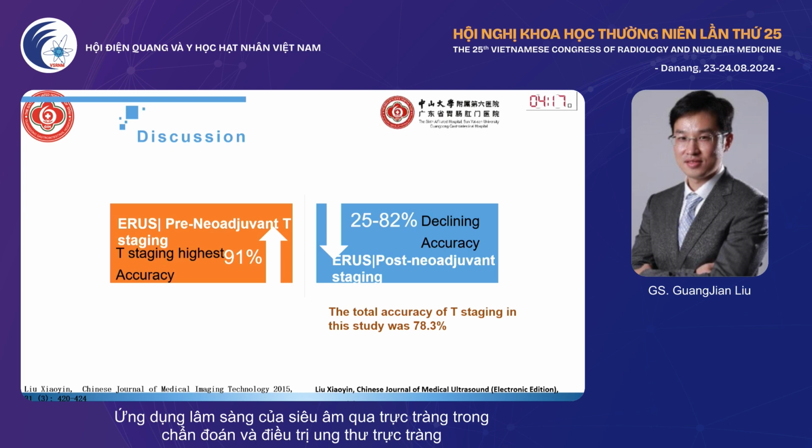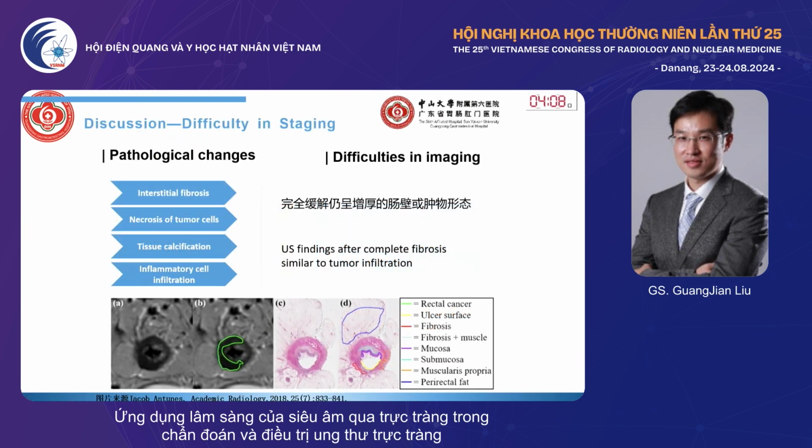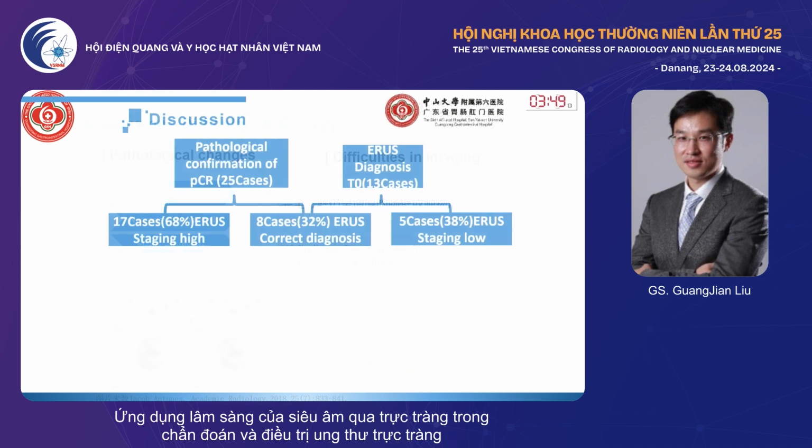But after the treatment, the accuracy decreases. The literature reported is around 25 to 82%. It is mainly because after the radiation therapy, there are morphological changes, fibrosis, and inflammation, so it is difficult for the ultrasound to differentiate these pathological changes from the viable tumor inside.